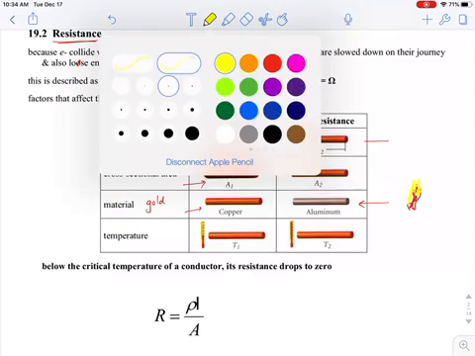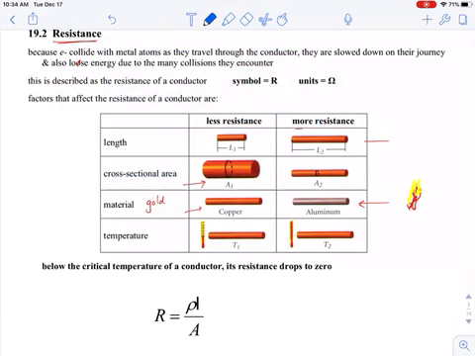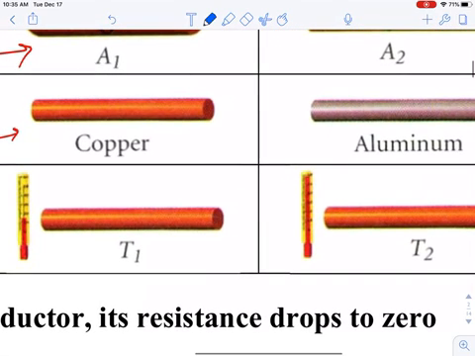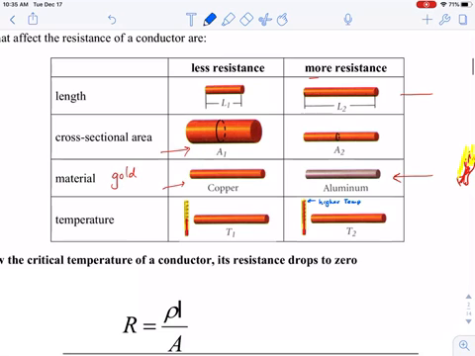Finally, temperature can change resistance. Here we see, this is a little bit hard to see, but I'll zoom in. This is a higher temperature, and a higher temperature creates more resistance.